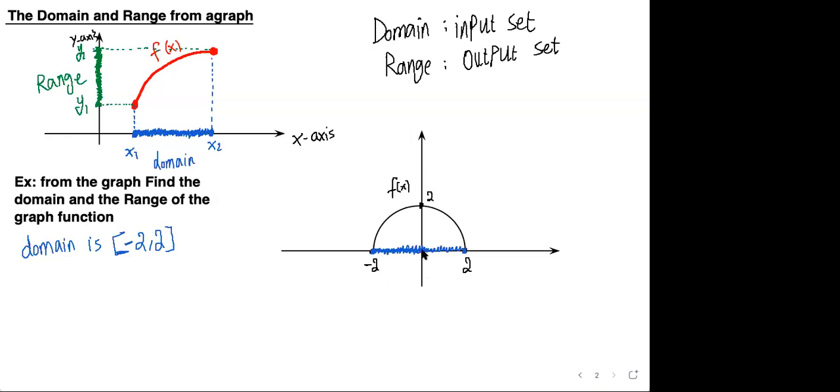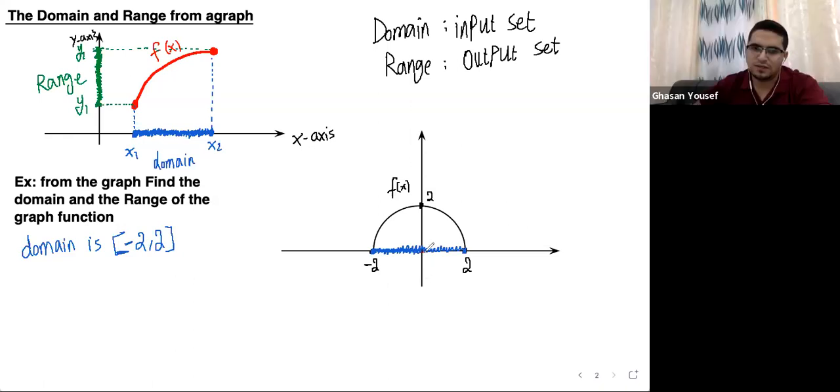The range is 0 to 2. Yes, starting from 0, this y value is used because f of minus 2 is 0 and also f of 2 is 0. So the y values are used. Also, all these points are used. Why? Because if we go here, f of 1, for example, has a y value around here. So all y values are used in this graph.